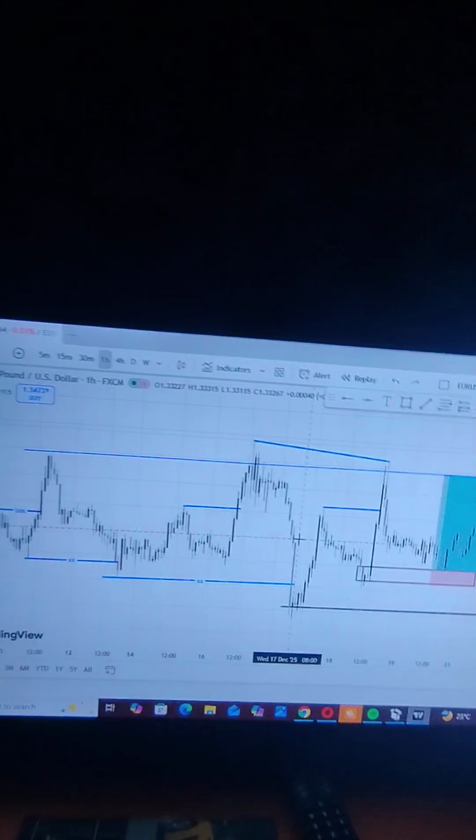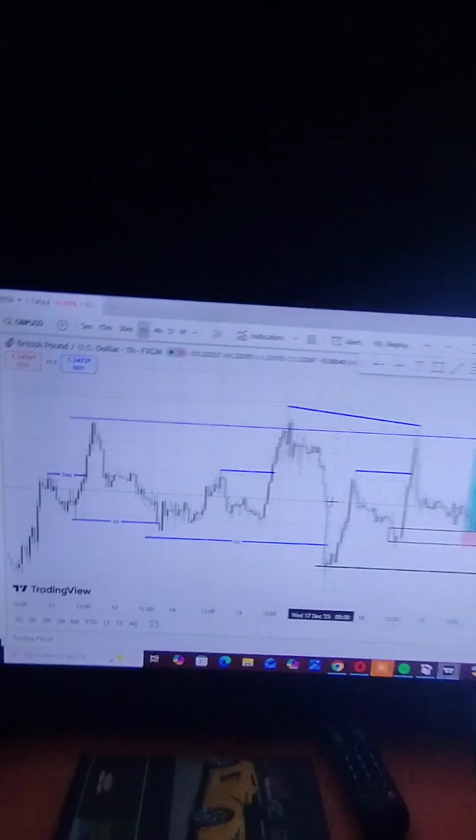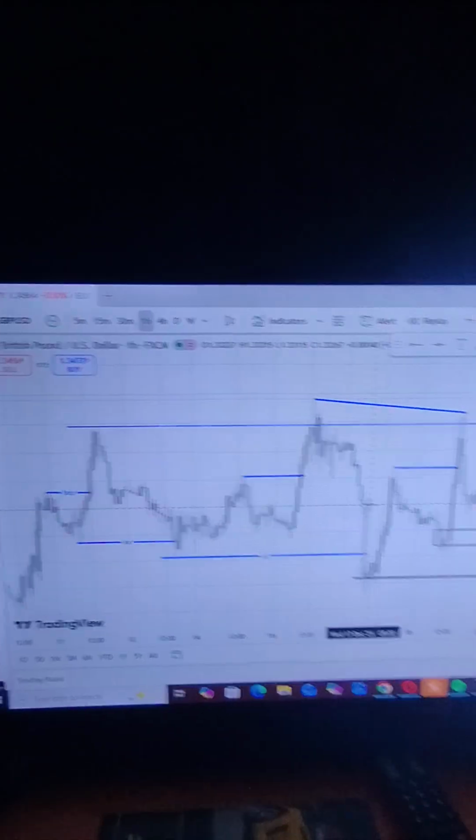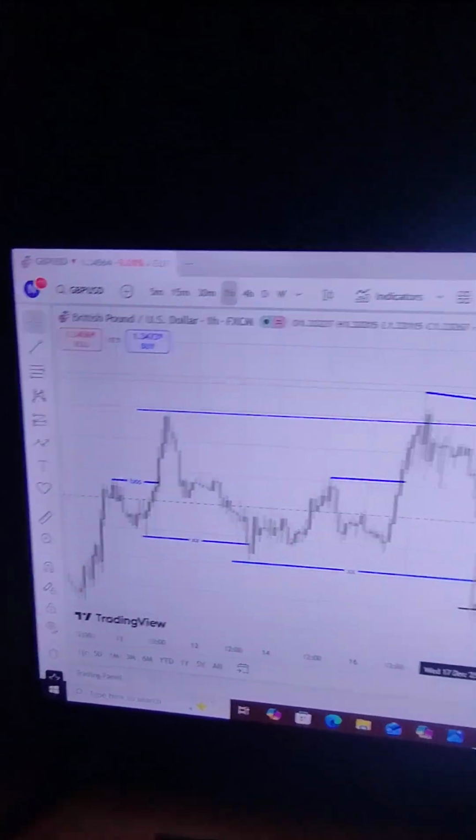Alright, so how do you trade? Let me show you right now how I trade. So okay, as you can see, what we have here is GBP USD. That is the trade that you are seeing right here.